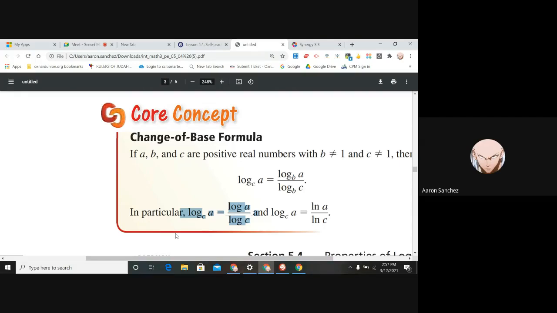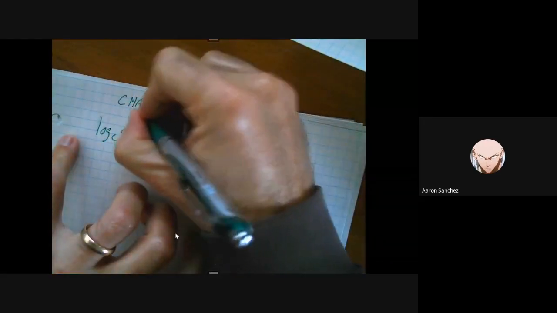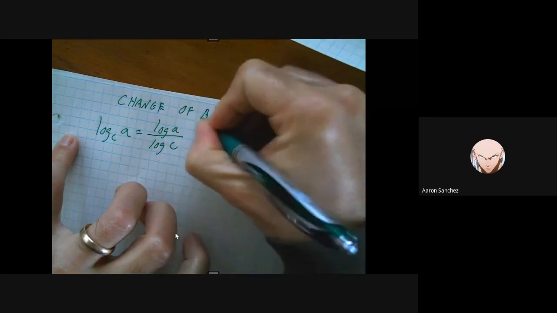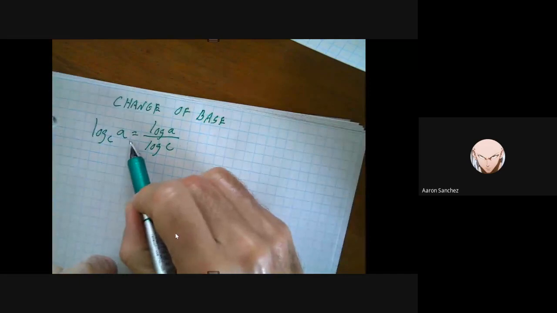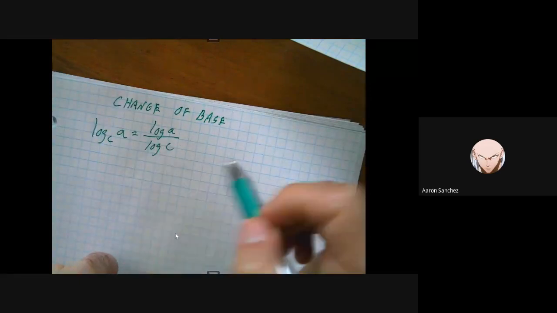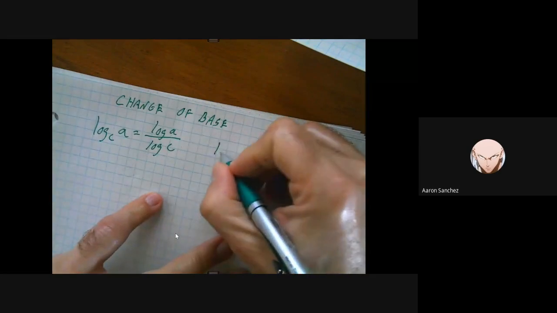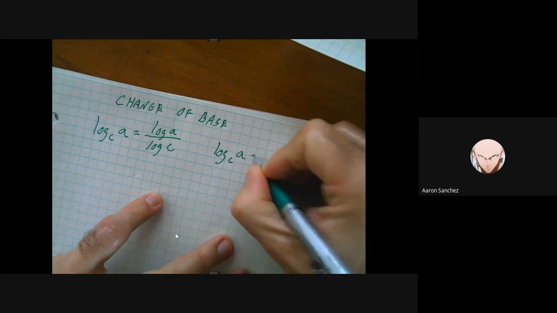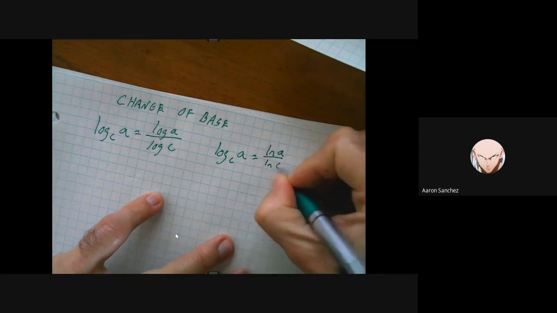Log base C of A equals log A divided by log C. And here we go, I have it written out right here. This is the change of base. Let me write it out. I just wrote down what I want you to write down. Change of base: log base C of A equals log A divided by log C. Now, you can also use natural log because you have the natural log on your calculator. Log base C of A is equal to the natural log of A over the natural log of C.